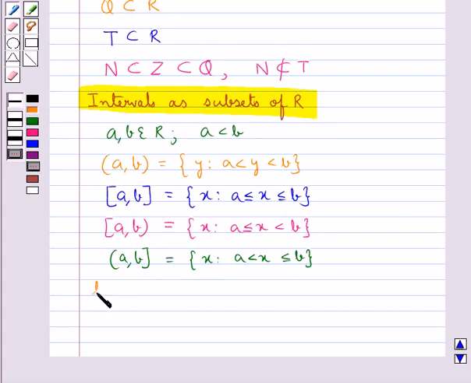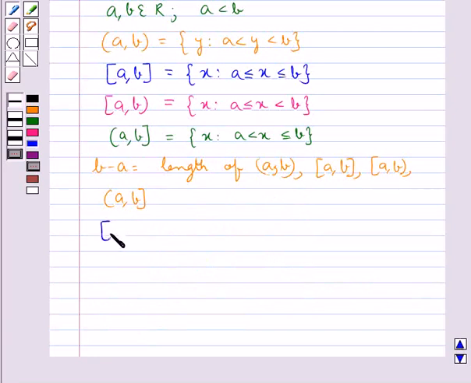And the number b minus a is the length of any of the above four intervals, like the closed interval [2, 3] is the set of x belonging to R such that x is greater than or equal to 2 and less than or equal to 3.